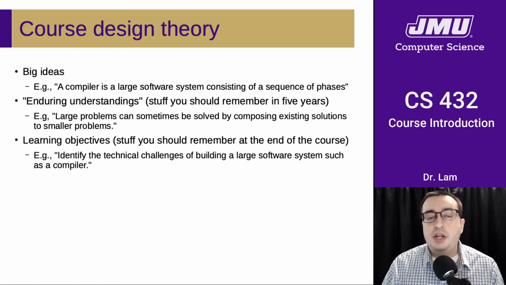So from the enduring understandings, I can then begin to enumerate the actual learning objectives. So how do we get to those enduring understandings in the context of this course? This is the stuff you should be able to remember at the end of the course. Maybe not 10 years from now, but these are the things that at the end of the semester you should be able to readily recall and do. So for instance, identify the technical challenges of building a large software system such as a compiler.